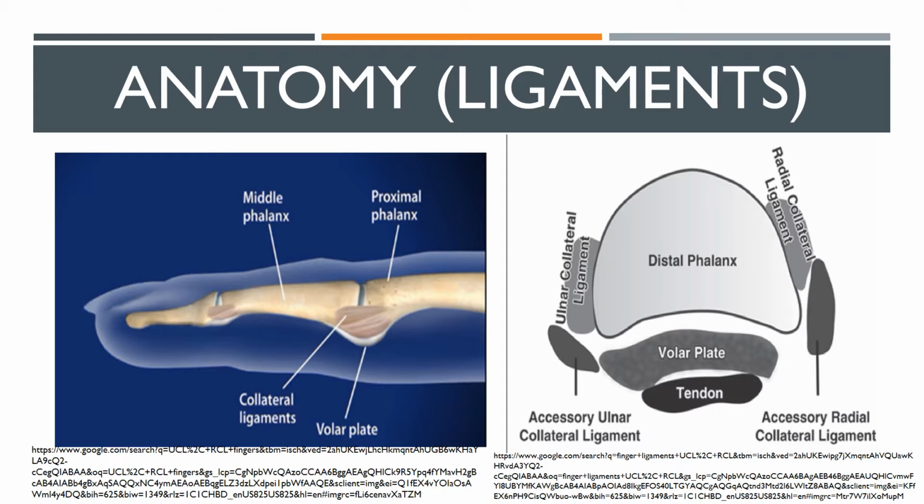This is the layout of the ligaments of the fingers. Each finger has a radial collateral ligament of the distal and proximal phalange, as well as an ulnar collateral ligament of each. And the volar plate is on the palmar side of each of those as well.